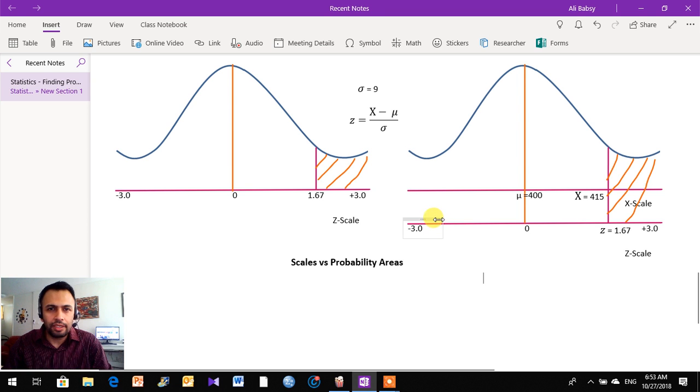Hi guys, my name is Ali and I am your stats tutor. Today I am clarifying the differences between the scale and the probability area.